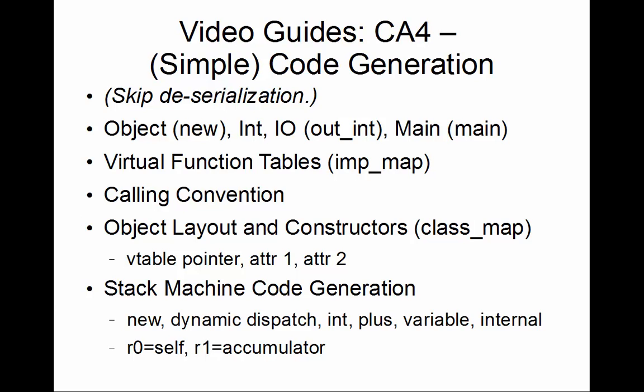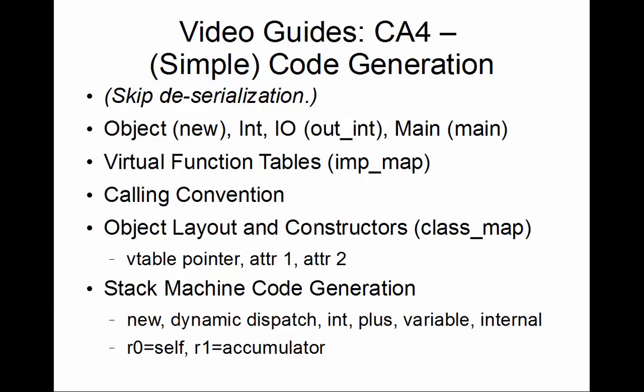In fact, we're going to be focusing on unoptimized, simple, correct code generation for now, leaving common optimizations for later. In this video guide, I'm going to skip deserializing the type checker annotated AST, assuming you know how to do that from previous assignments, and instead focus on generating assembly for object, int, IO, and main, in particular for a program that's something like new main.main, which then calls out_int on some integers.